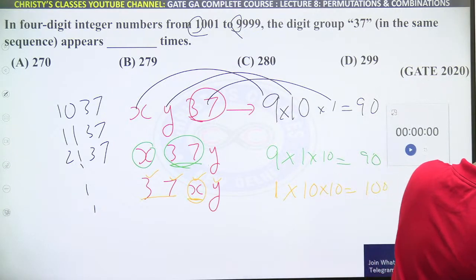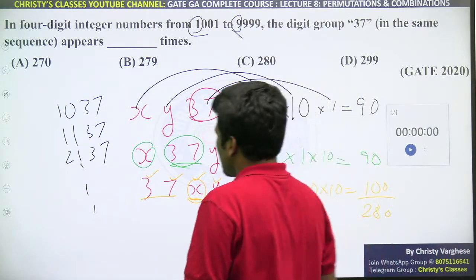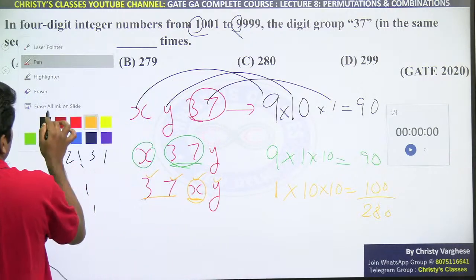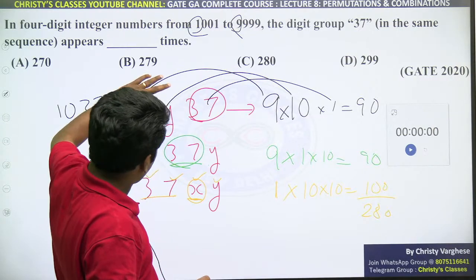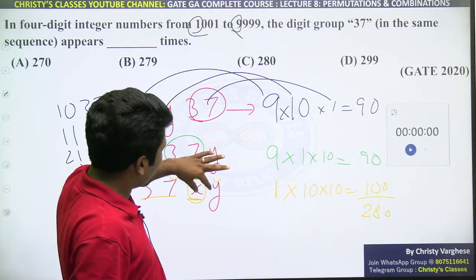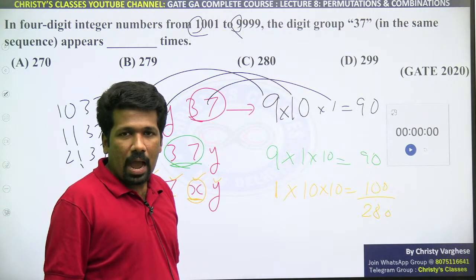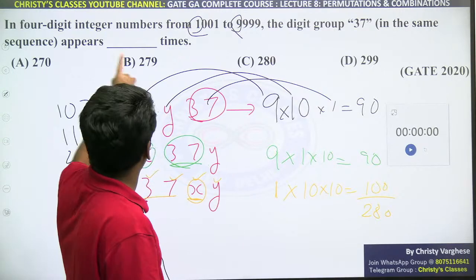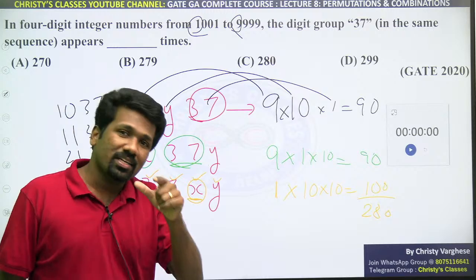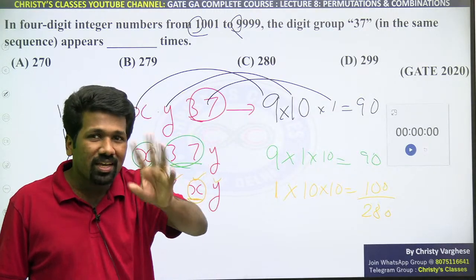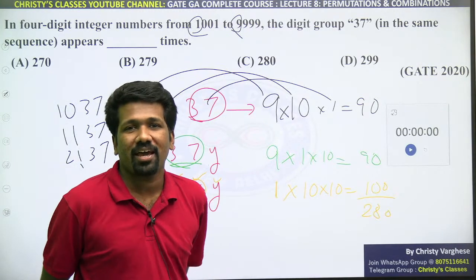Yeah, 100 plus 90 plus 90, 280 will be the answer. Some of you may have a doubt whether I have counted some numbers twice. Like what if this xy is 37 and this xy is also 37? That number is counted twice, right? Yes, it can be counted twice, because the question is how many times 37 appears. The question is not how many numbers have 37. If that was the question, 280 minus 1, 279 will be the answer.